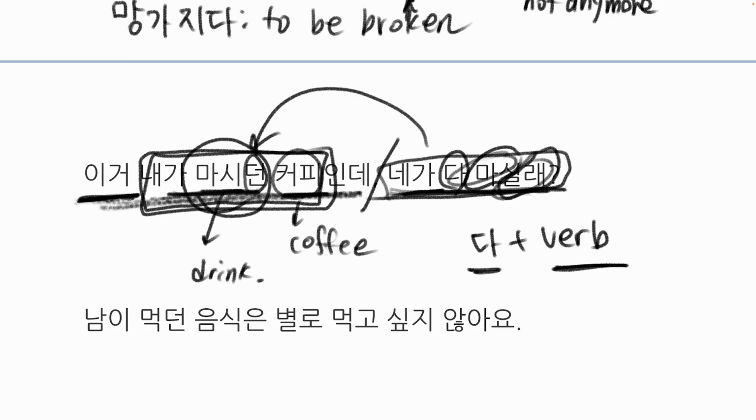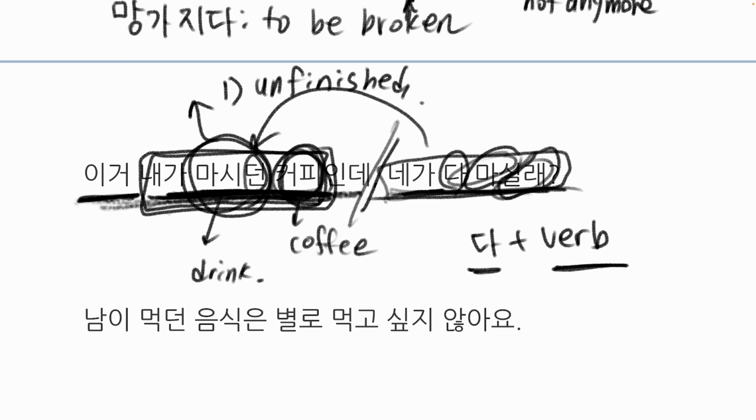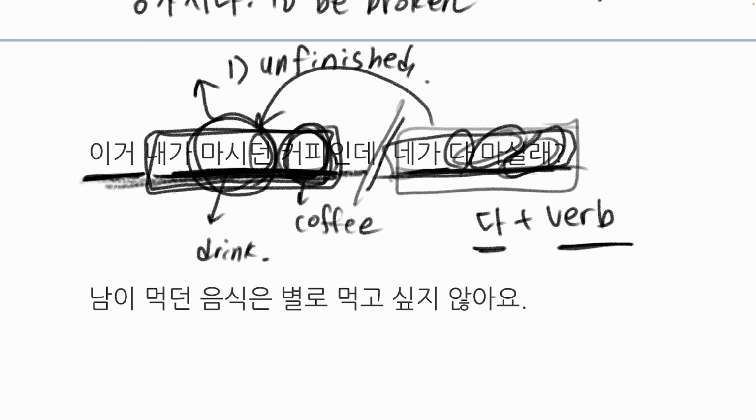So this 마시던 would be the first meaning, the unfinished action, right? This is the coffee that I was drinking, meaning this is the coffee that I haven't finished yet, right? 내가 마시던 커피인데 네가 다 마실래? Would you care to finish it? By context, it's easy to figure out that this one means the first one, unfinished action.